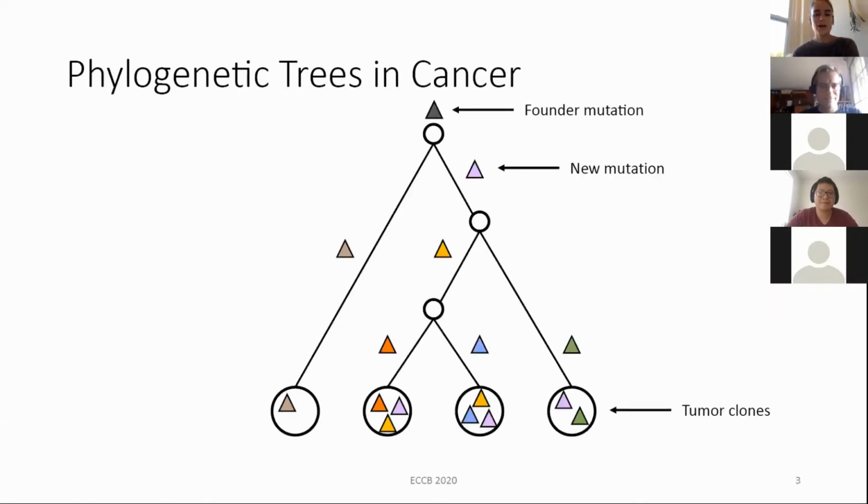As we just saw, this process is typically represented by a phylogenetic tree. The nodes of these trees are tumor clones, as well explained previously. And on the edges of these trees, we see new mutations that are introduced, differentiating the parent clone from the child clone.